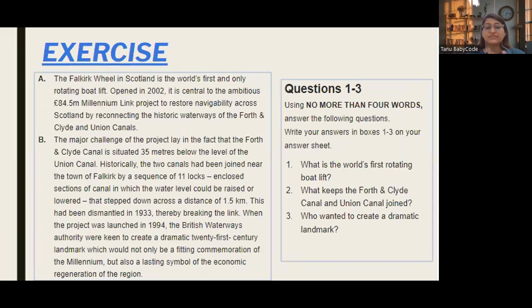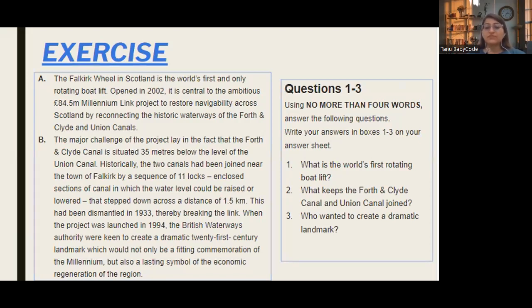Have a look on my screen. There is an exercise for you. There are two paras, para A and para B. No more than 4 words. Answer the following questions. Write your answers in the boxes for 1, 2, 3. So there are 3 questions. First is, what is the world's first rotating boat lift? You have to find out for this what is. So basically you have to name them.